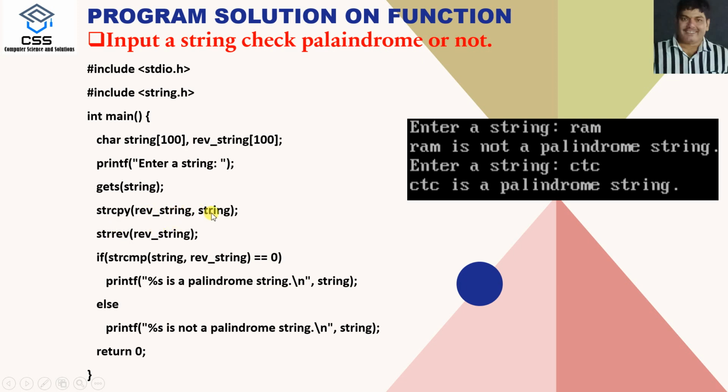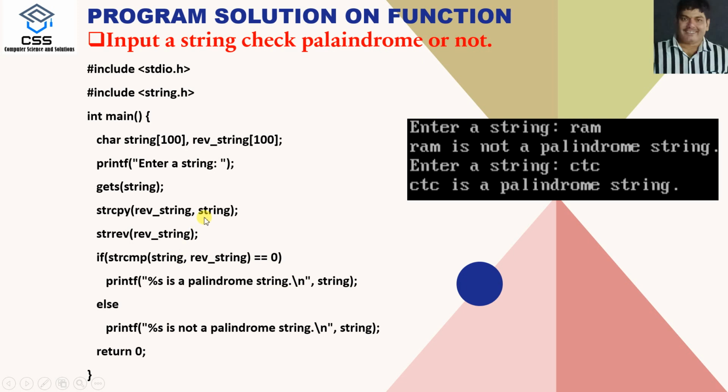Now we have to fix one string and one is reverse. Reverse string means RAM becomes MAR. If you compare two strings with the help of strcmp, on the basis of the ASCII value of each character, if they are the same, the returning result is 0. Now RAM and MAR are not the same, and hence the returning result is not 0, hence not a palindrome.